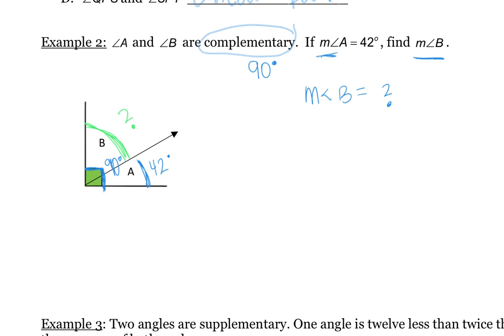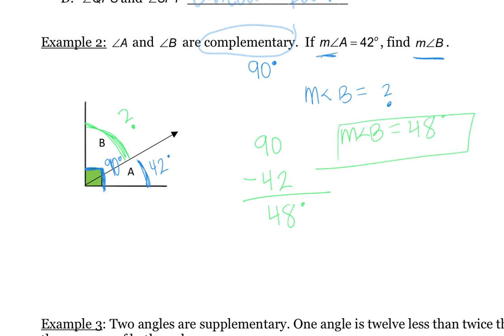Because I have one part given to me and I need to find the remaining part, I have to do a subtraction. So I'm going to grab 90, the total, and I'm going to subtract 42 so I can see what the remaining part is going to be. When I do this subtraction, I should get 48 degrees. So measure of angle B equals 48 degrees. And that is my answer.